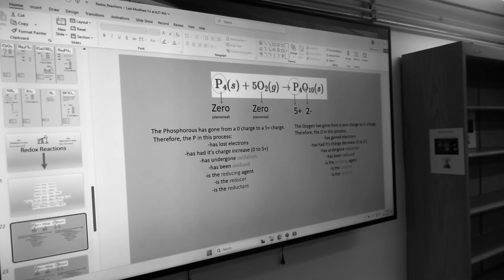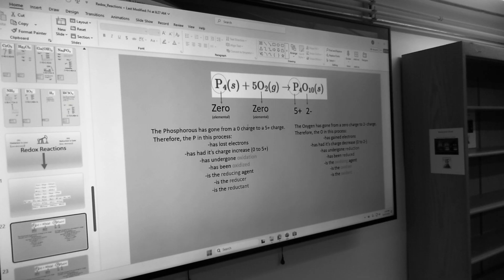It gained 2 electrons. You see what I'm saying? So oxygen is undergoing reduction. And that necessarily means that phosphorus is undergoing oxidation. It's losing electrons. Here's the twist, though.